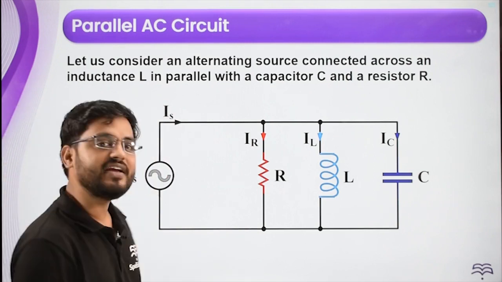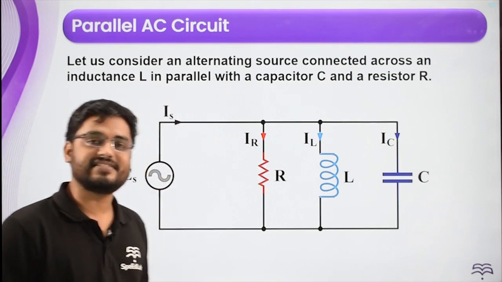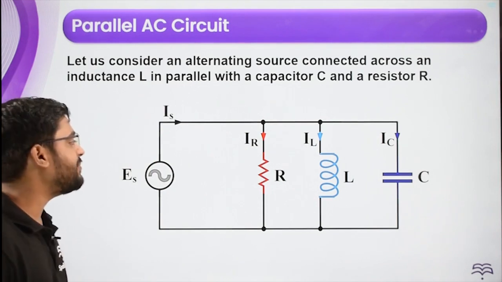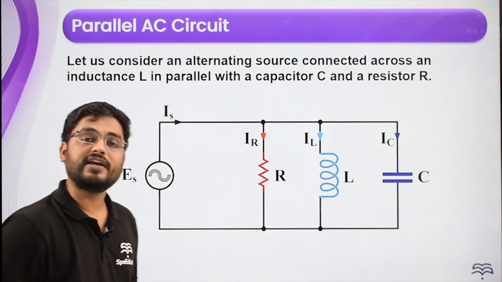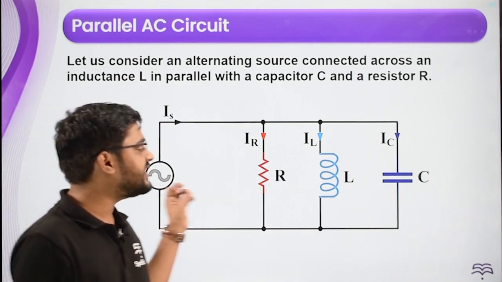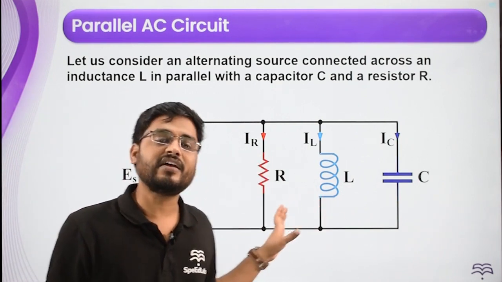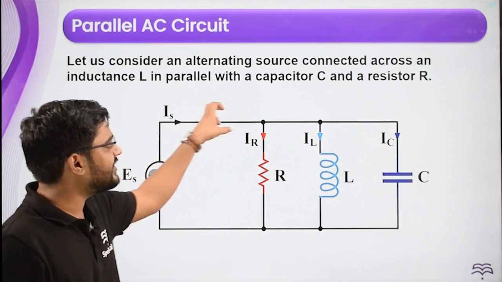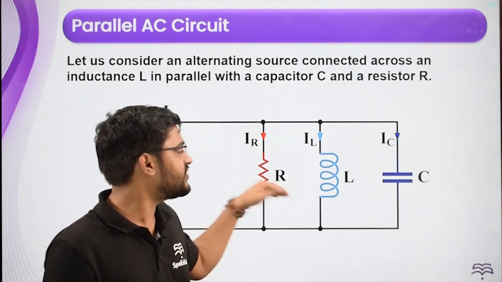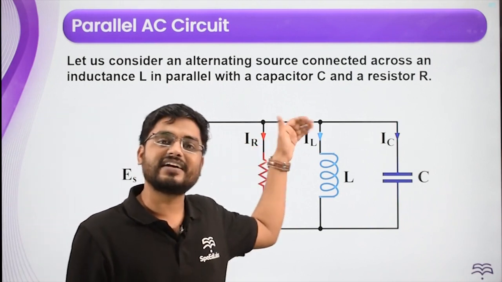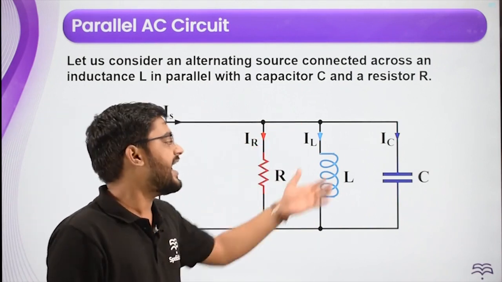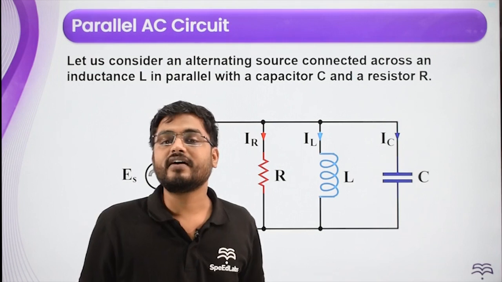Previously, when we were talking about the series LCR circuit, the current flowing through all of them would be the same, or in the same phase, while the voltage across them would be different. But here, once the total current passes, the current will split. IR is the current going through the resistance, IL is the current going through the inductor, and IC is the current going through the capacitor.